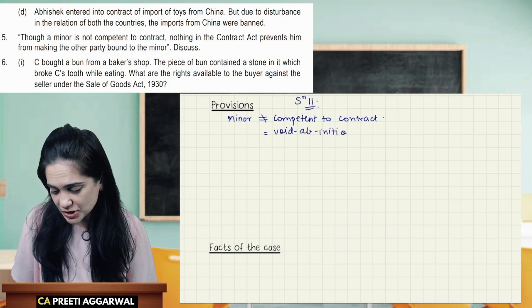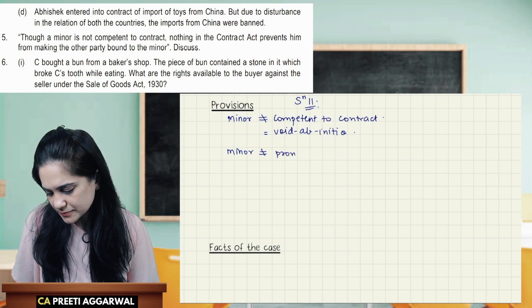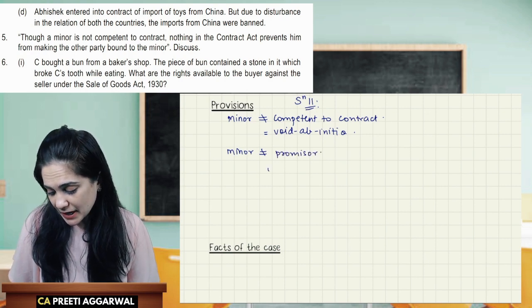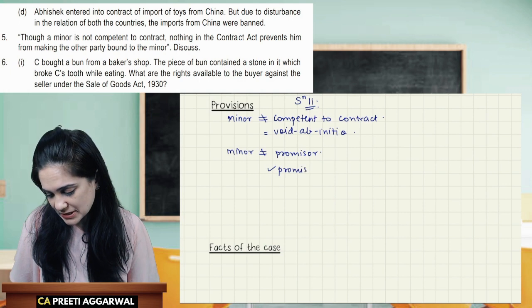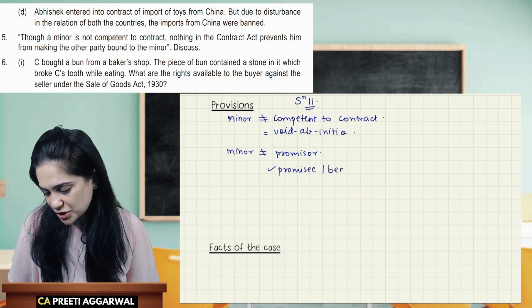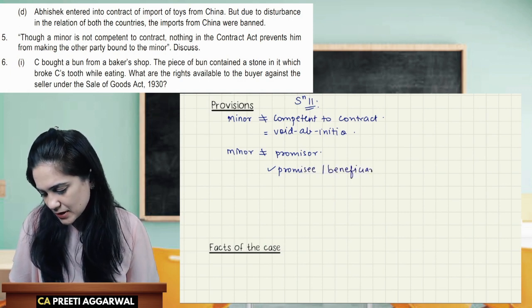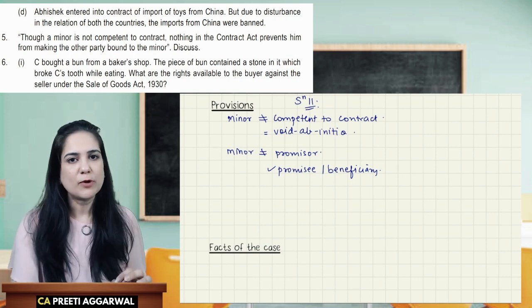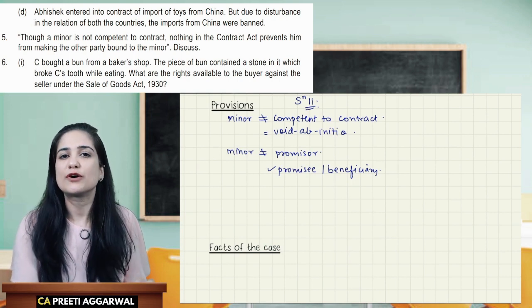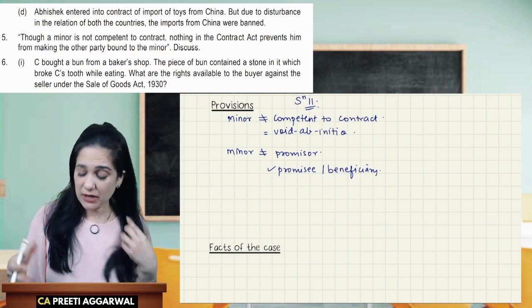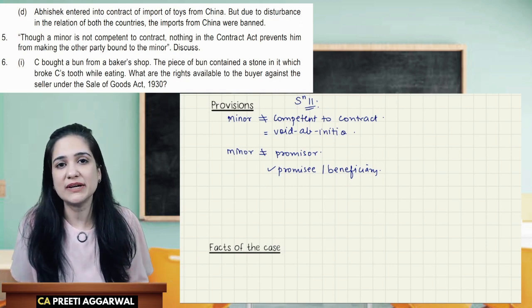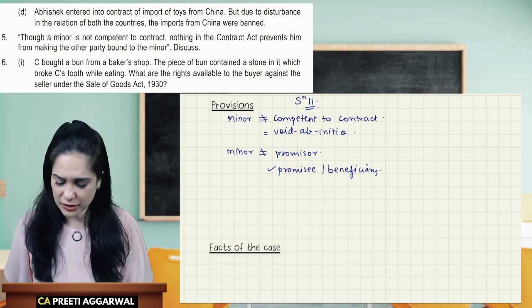You can then proceed to write that minor cannot be a promiser, but minor can be promisee or beneficiary. Then explain this. Minor can be a promisee or a beneficiary. Minor can enter into contracts which are for his benefit. Give example, otherwise you will not be able to create length in this answer. So what example can you give?